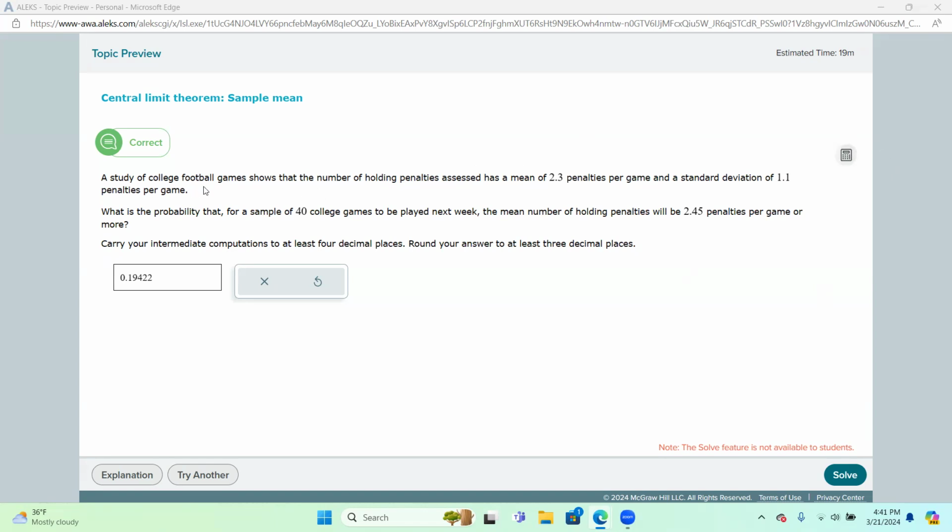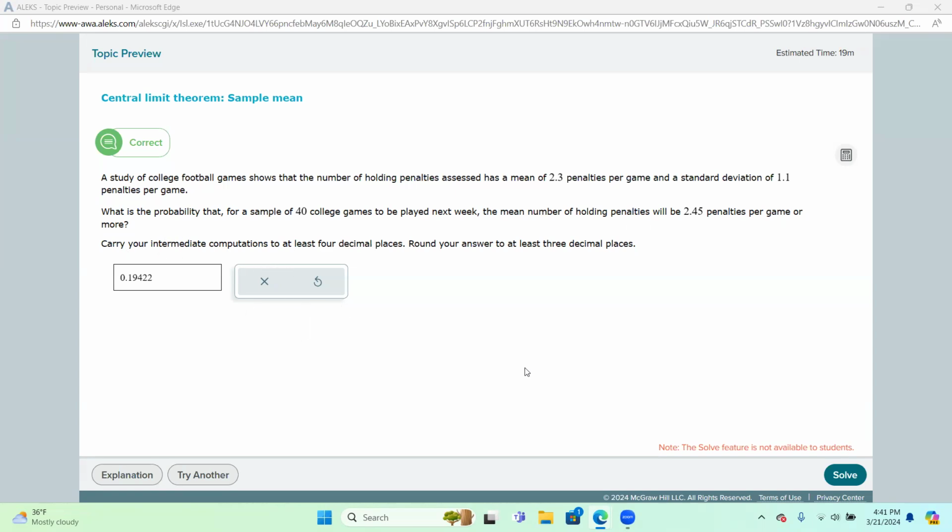So it says a study of college football games shows that the number of holding penalties assessed has a mean of 2.3 penalties per game and a standard deviation of 1.1 penalties per game. What is the probability that for a sample of 40 college games to be played next week, the mean number of holding penalties will be 2.45 penalties per game or more?